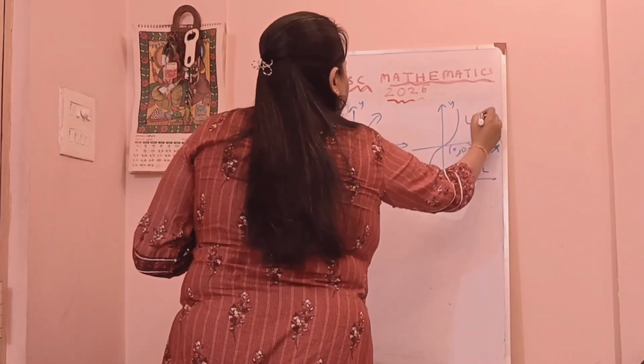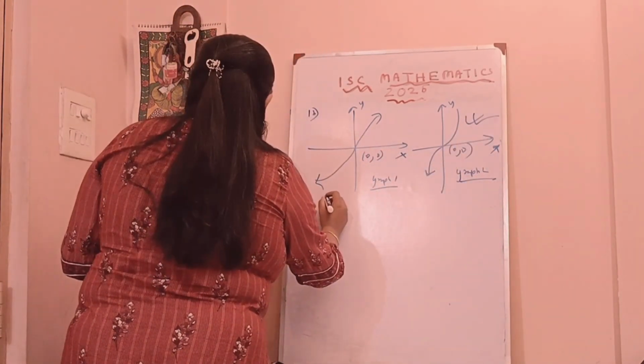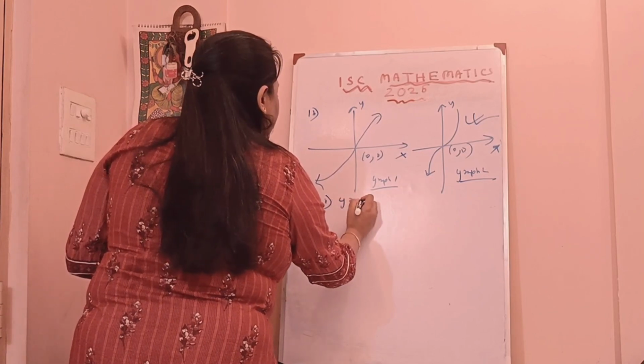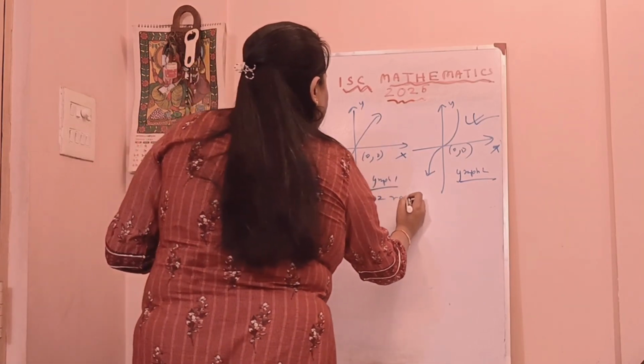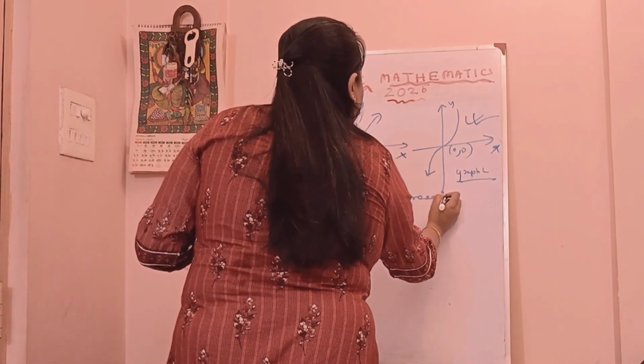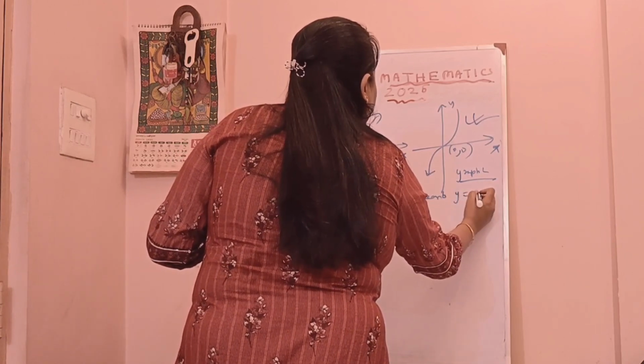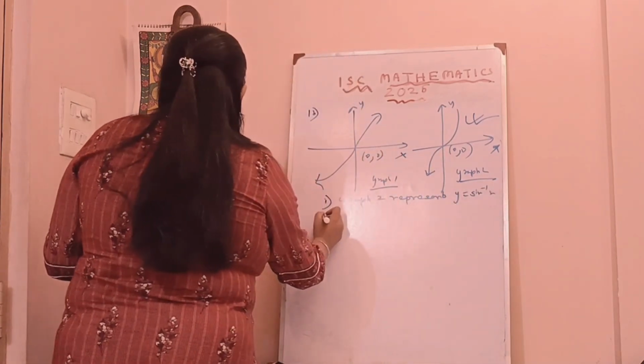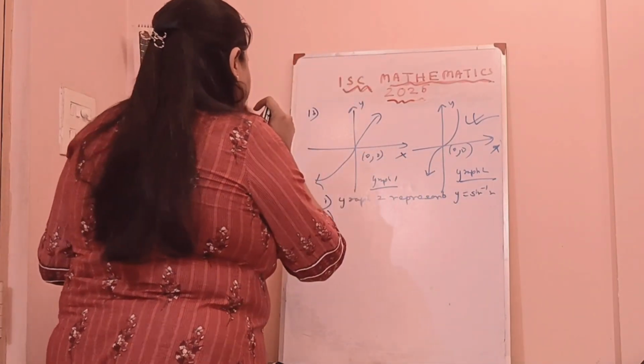So this graph is the first question. Graph 2 represents y equals sine inverse x. And the second question: domain and range of y equals sine inverse x.